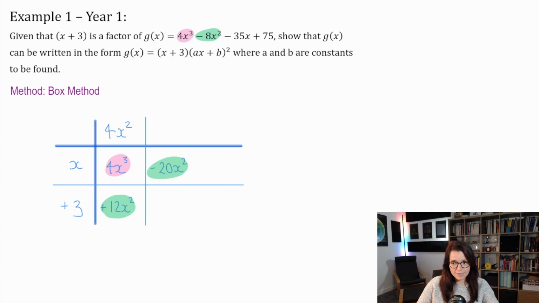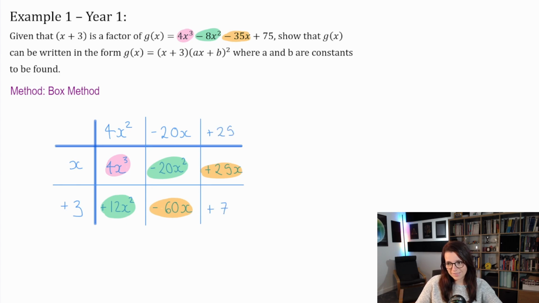We then repeat the process. So minus 20x squared divided by x is minus 20x, and minus 20x times 3 is minus 60x. Done with that column, so we can draw a line. Looking at what we next want to divide, that's minus 35x. We already have a minus 60x, so to get from minus 60x to minus 35x, we must add 25x, so that goes there. And then we repeat the process. So 25x divided by x is 25. 25 times 3 is plus 75.